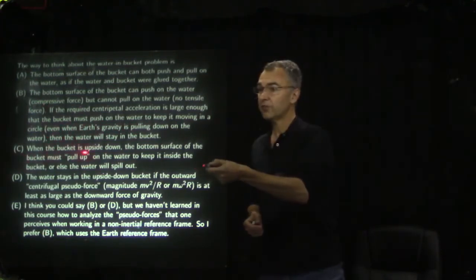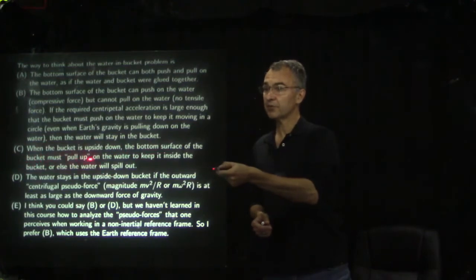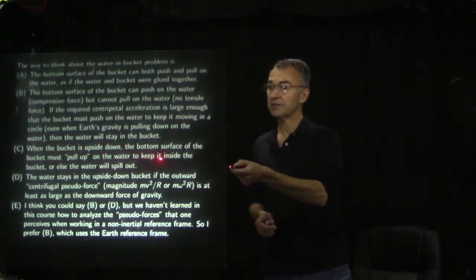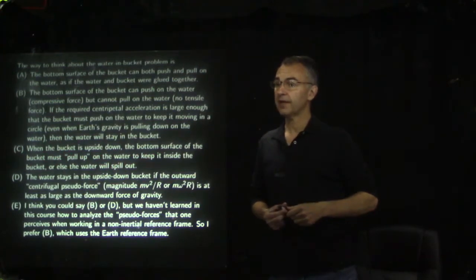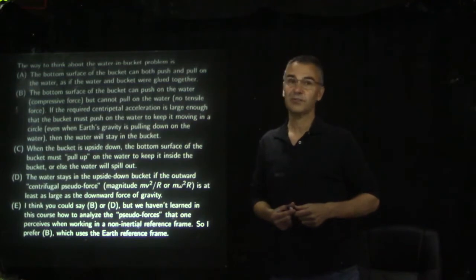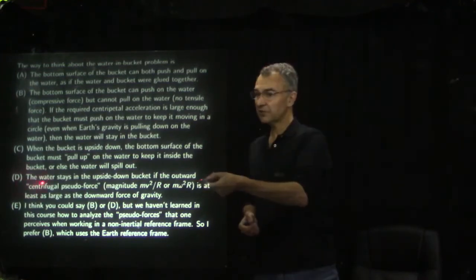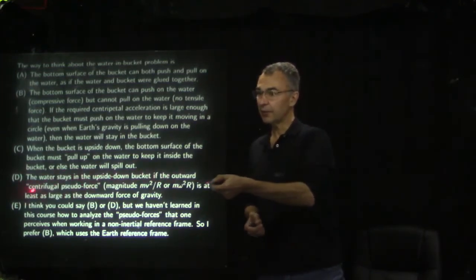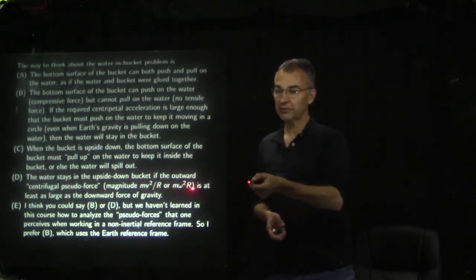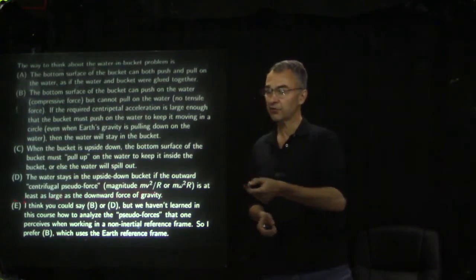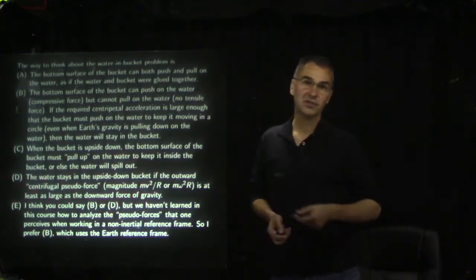When the bucket is upside down, the bottom surface of the bucket must pull up on the water to keep it inside the bucket, or else the water will spill out. No. As a matter of fact, the bucket can't pull up on the water unless the water is frozen to the bucket. The water stays in the upside down bucket if the outward centrifugal pseudo force, magnitude mv squared over r, or m omega squared r, is at least as large as the downward force of gravity. Well, okay, this is a digression again.